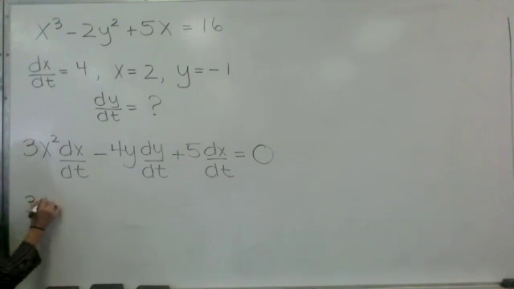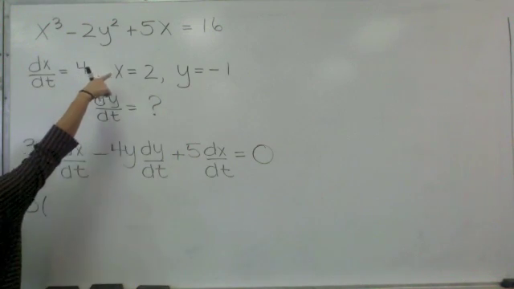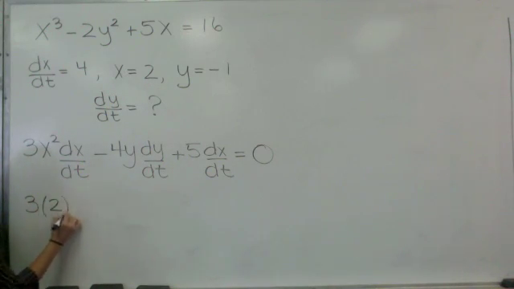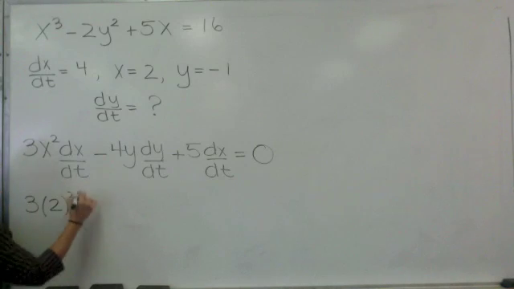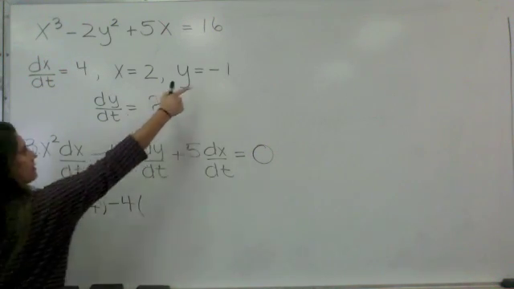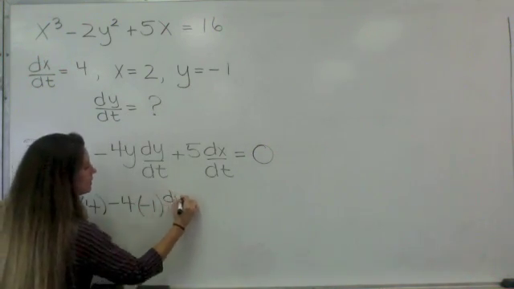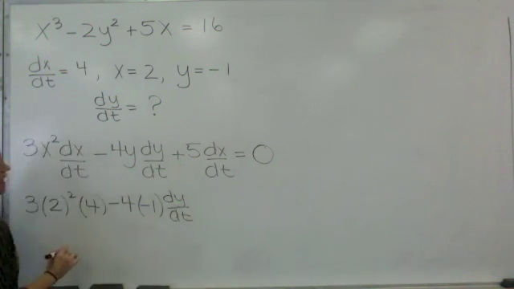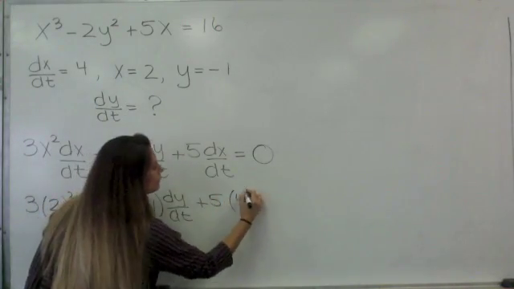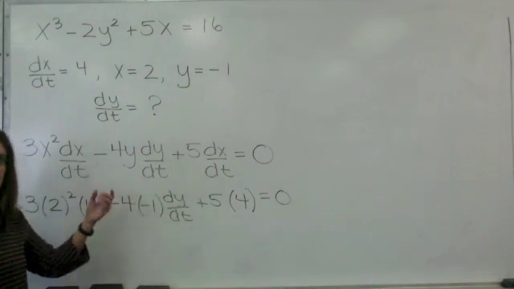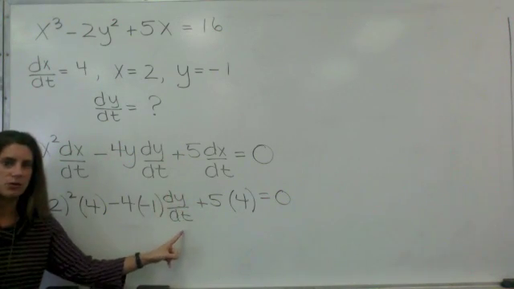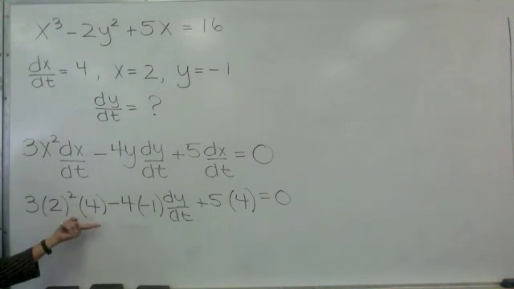Here's a 3. I have x squared here, so I'm going to replace with these values. So here's the x, replace that with a 2 squared. dx/dt is 4, minus 4 times y, which is negative 1. dy/dt is what I'm looking for. I don't have that. Plus 5 times the dx/dt, which is 4, equals 0. And now again, once I plug in the numbers, I think you can clearly see the thing I'm looking for, dy/dt, is the only thing that's left. So I just have to calculate these numbers.